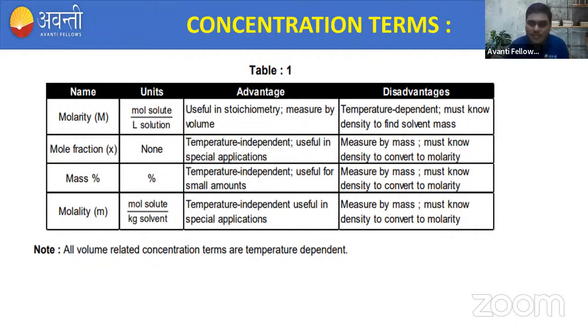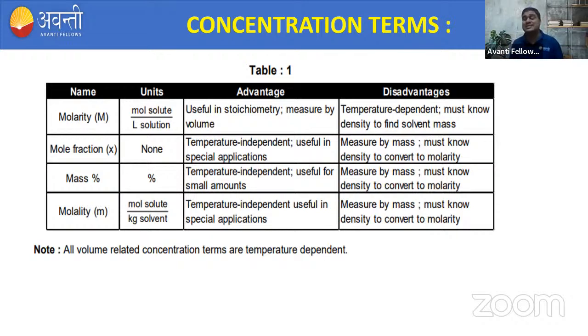If I'm talking about molarity, what is the unit? Molarity is defined as the moles per liter of solution, so the unit is mole per liter. Now, what is the advantage of using molarity? They are useful in stoichiometric calculations, and they are measured by volume. What is the disadvantage? They are temperature dependent, and you must know the density to find the solvent mass.